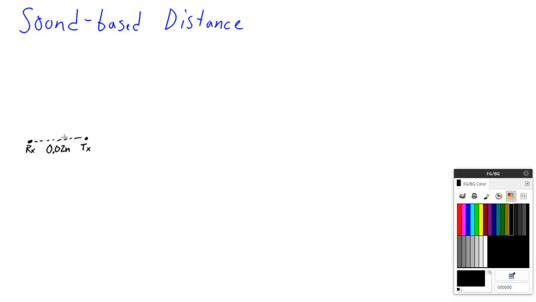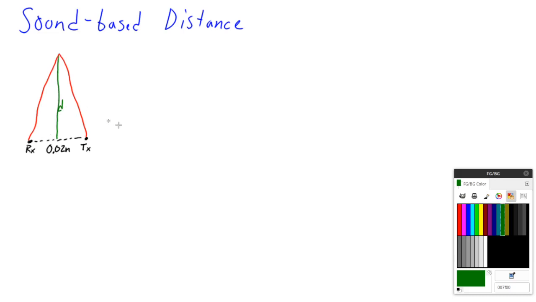And what's going to happen is that sound is going to come out of the transmitter, bounce off an object, and come back to the receiver. And we're going to measure the amount of time it takes for that sound to go from here to here. And what we're really looking for is this center distance here. We'll call that D. That's what we're really looking for. But we're measuring a time, right? We're measuring the amount of time it takes for the sound to come out of here and reflect back to the receiver.